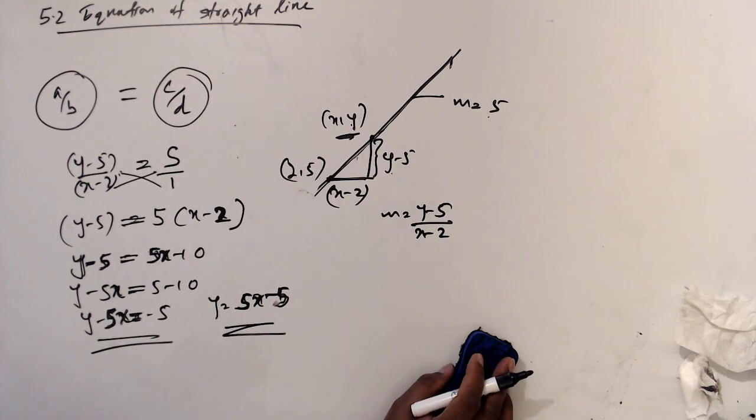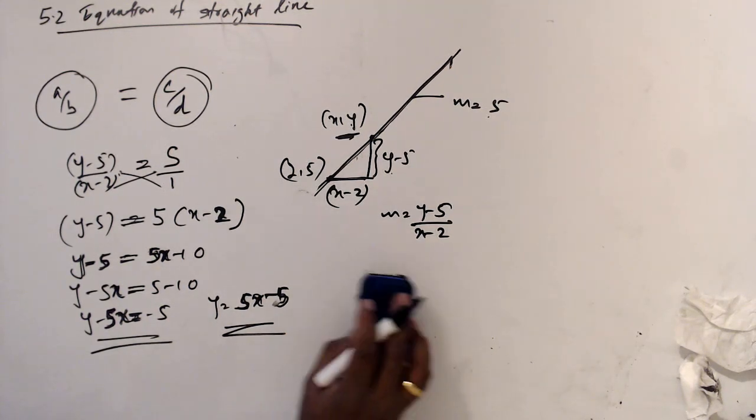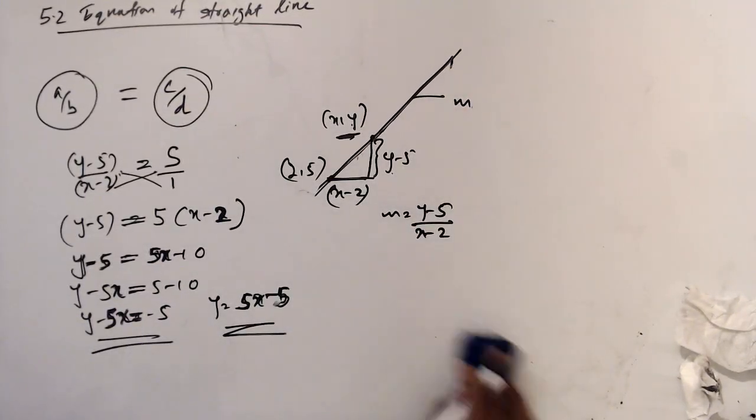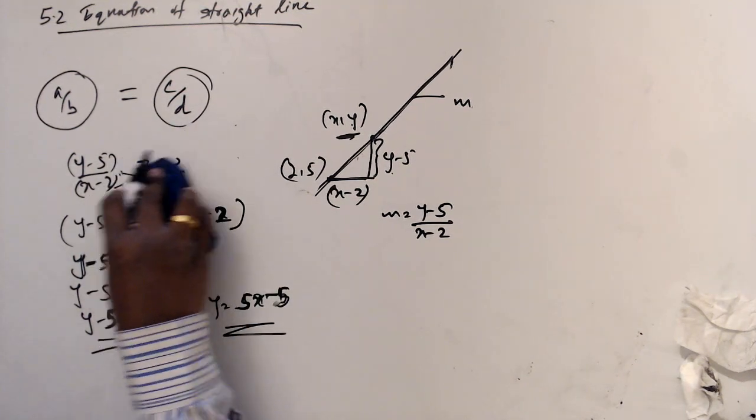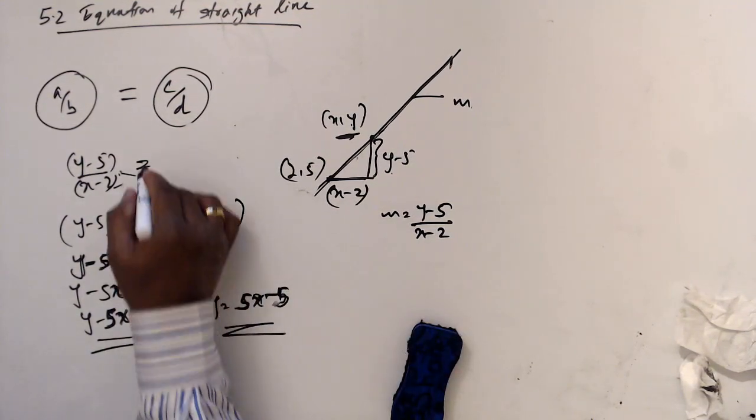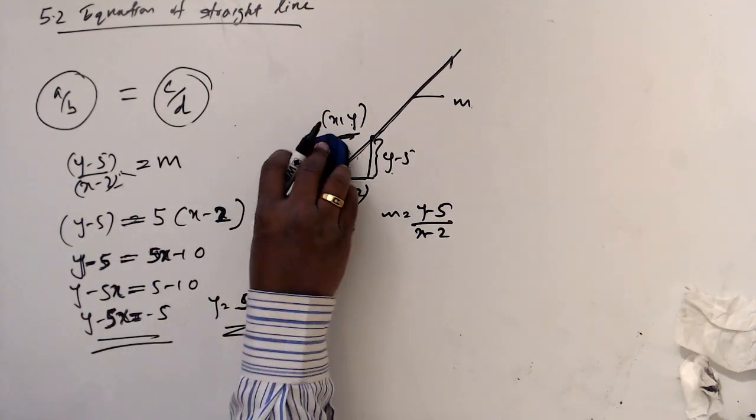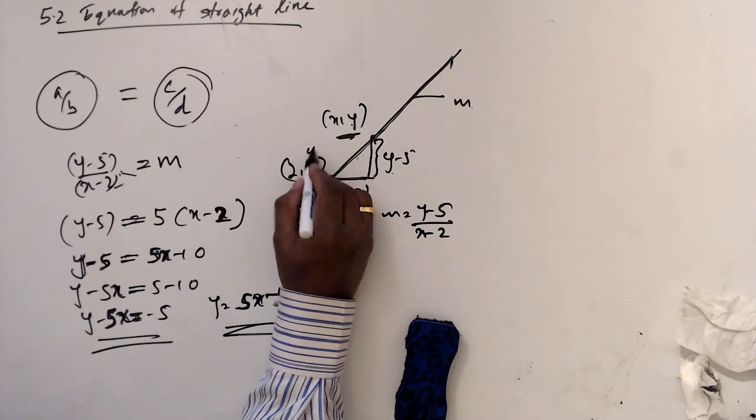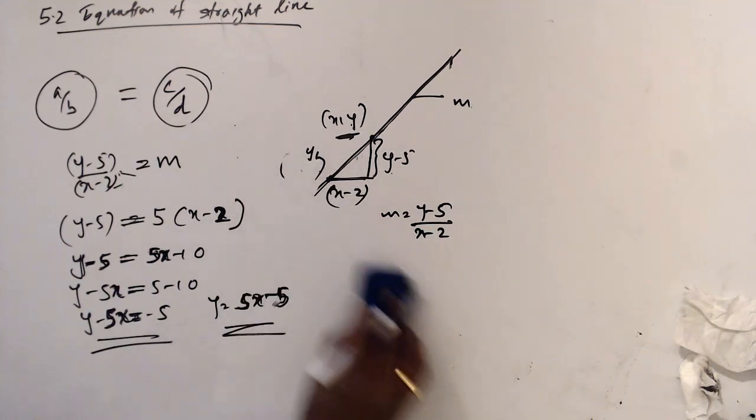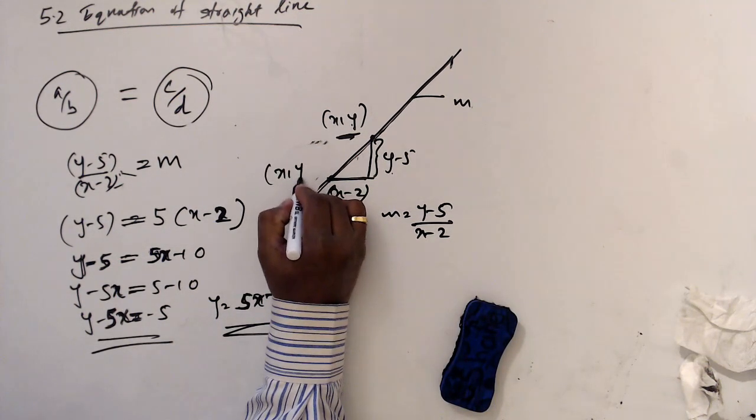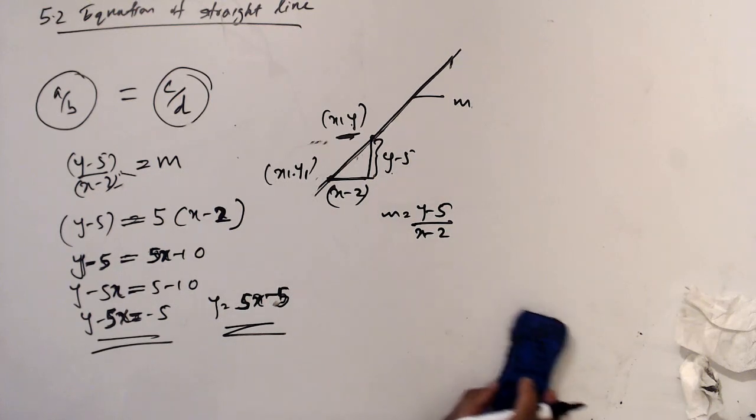We can make this a formula by doing this. We take the gradient as m, so this gradient is going to be m. Then xy, let it be there. This 5 becomes y1. This 2 becomes x1. Then this becomes x1, y1, the known point.